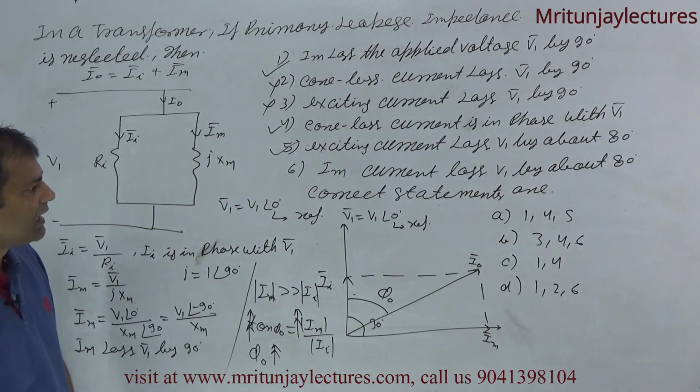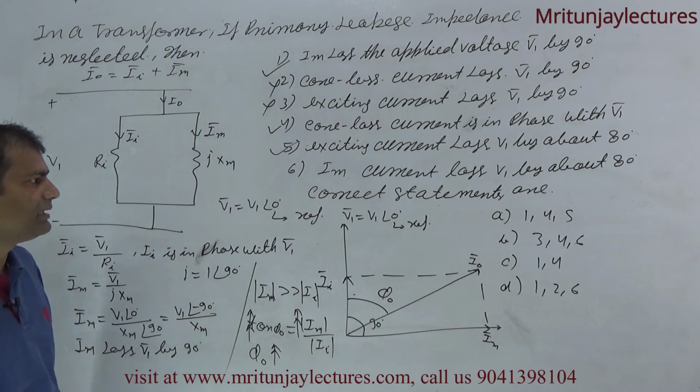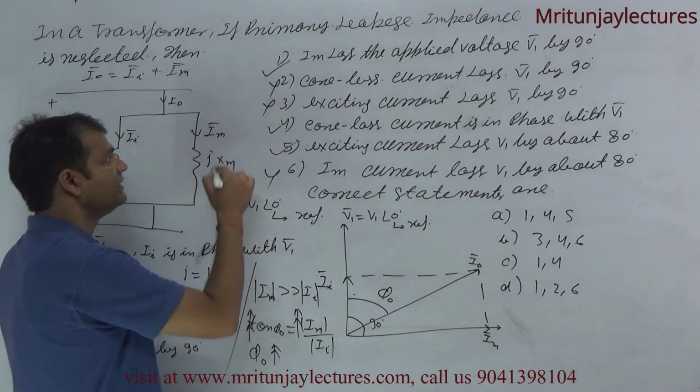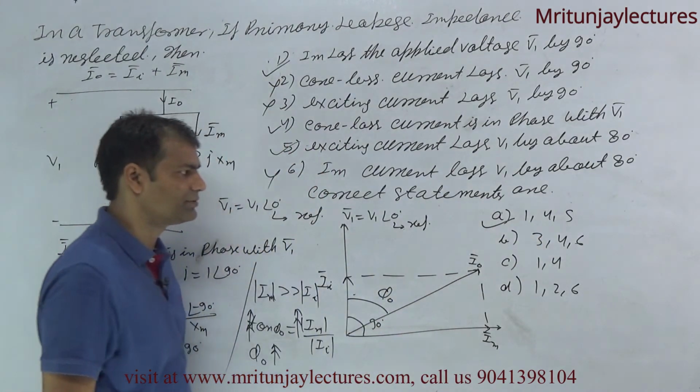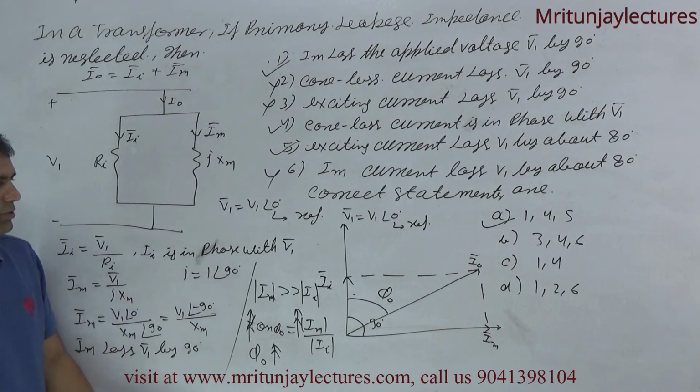And the last one: the Im current lags V1 by about 80 degrees. Correct? 80 degrees? No. So which one is correct? 1, 4, 5. So option A is the correct option. 1, 4, 5 is the correct option.